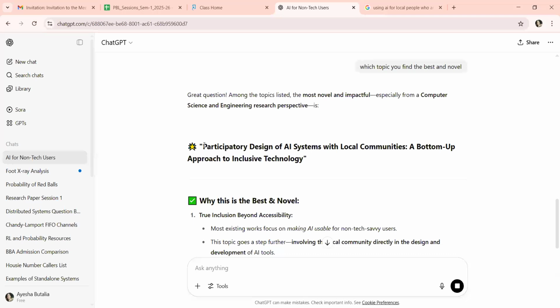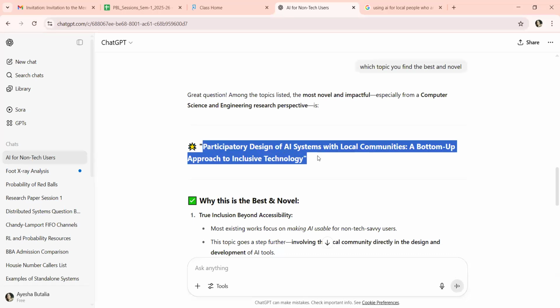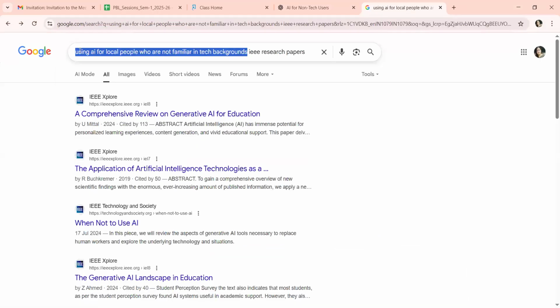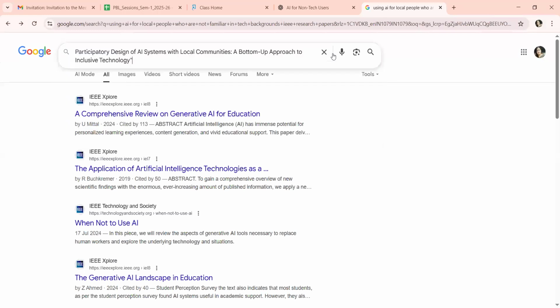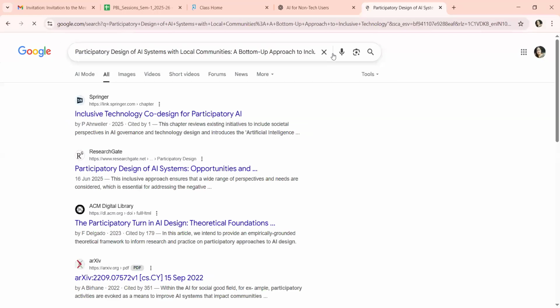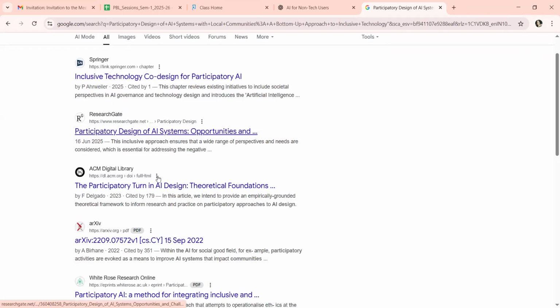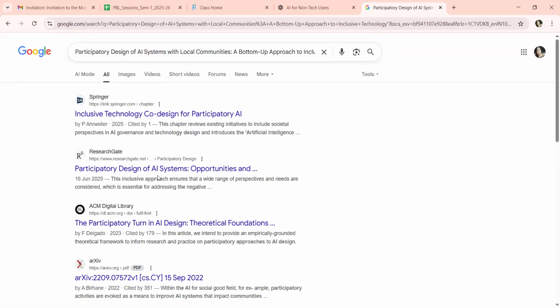Okay, so now it's up to you. You could have taken any of those suggested, but this is what AI has given you. Now you can just write this over here and see what it gives. Now, there is something related to participatory design of AI systems. Now, this is also something related to this. That means some work has been done.